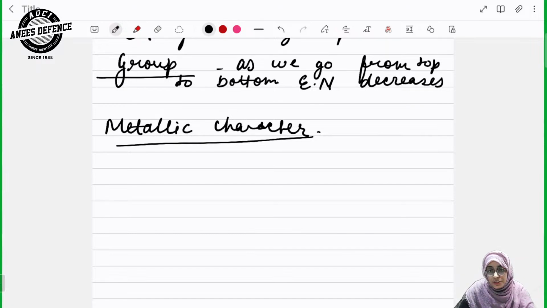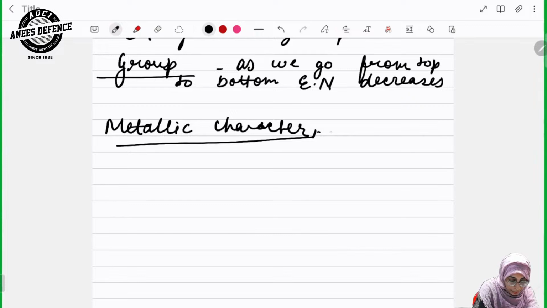The metallic nature is what? Metallic nature is electropositive nature. Metallic nature means electropositive nature. So it decreases from left to right and increases from top to bottom. So metallic nature, electropositive nature, reducing nature, basic nature, radius or ionic mobility decreases from left to right. I will write it right here.